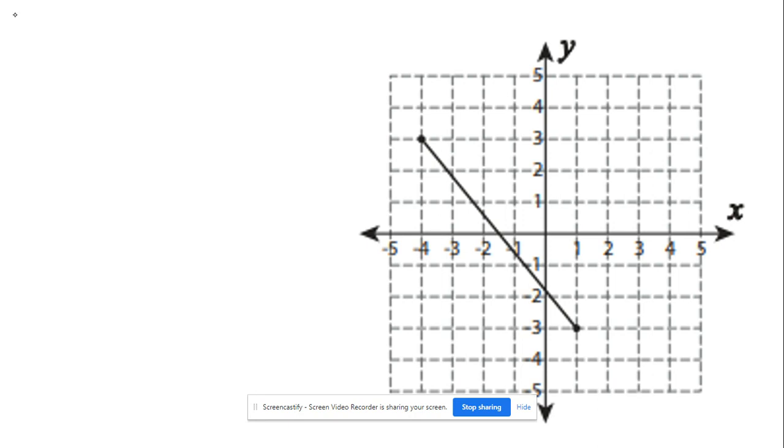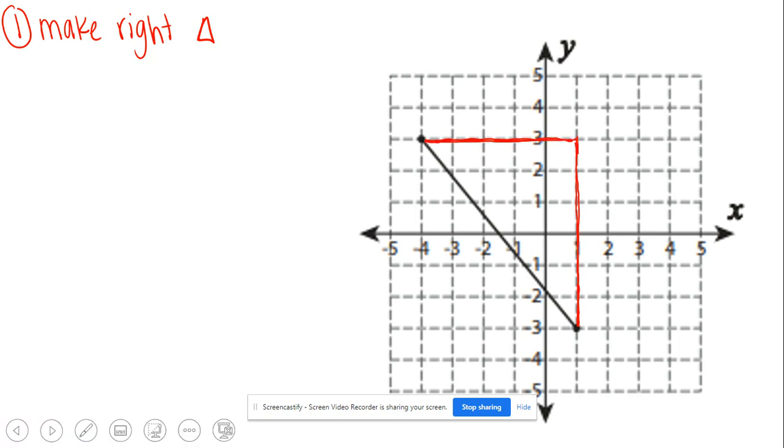So our first step is to make a right triangle. And you're going to do that by going up, all the way up until we hit the other point. And then you're going to go side and side. So now you made a right triangle, and those are your legs.